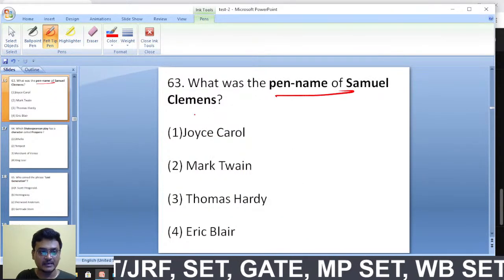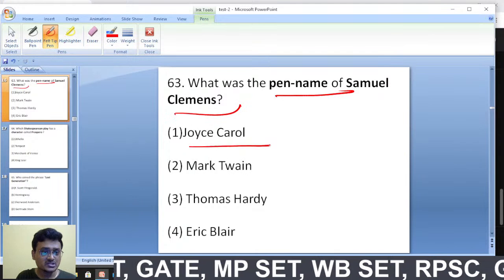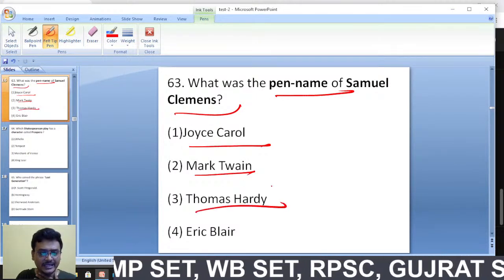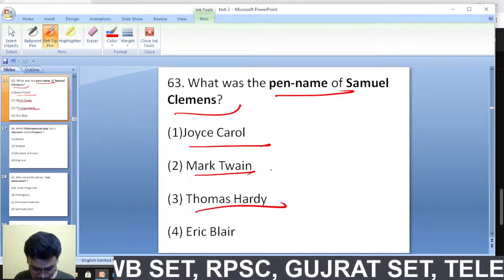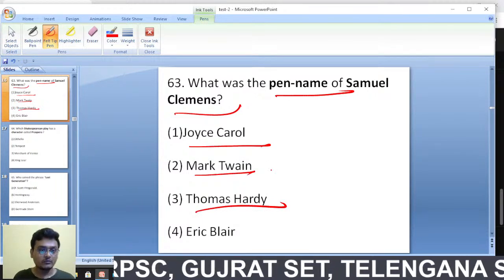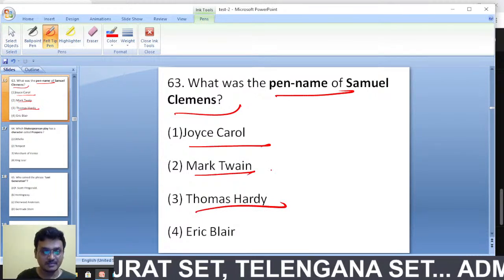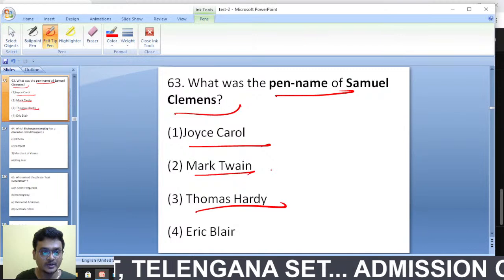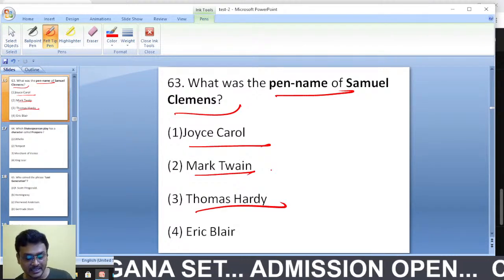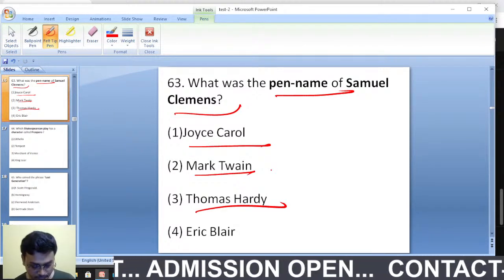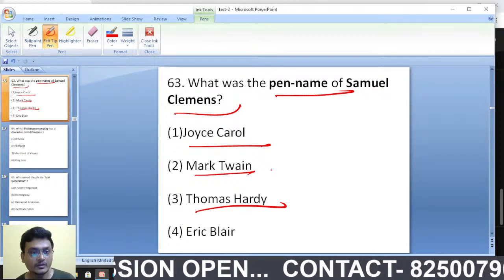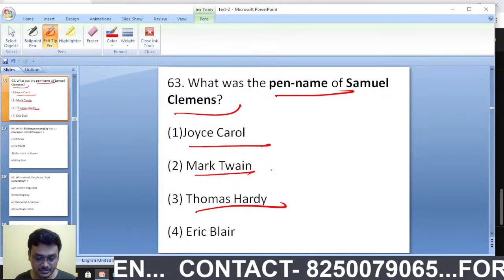What is the pen name of Samuel Clemens? Joyce Carol, Mark Twain, Thomas Hardy, Eric Blair. What is the pen name of Samuel Clemens?